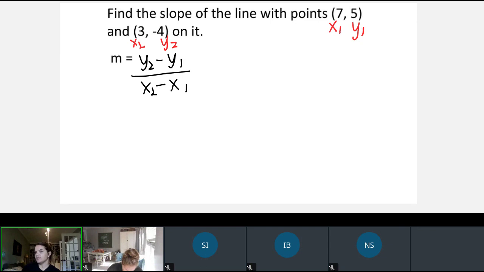Okay, I've labeled x1 and y1. My next step, I'm going to draw my division sign, my fraction, and put my subtraction signs.